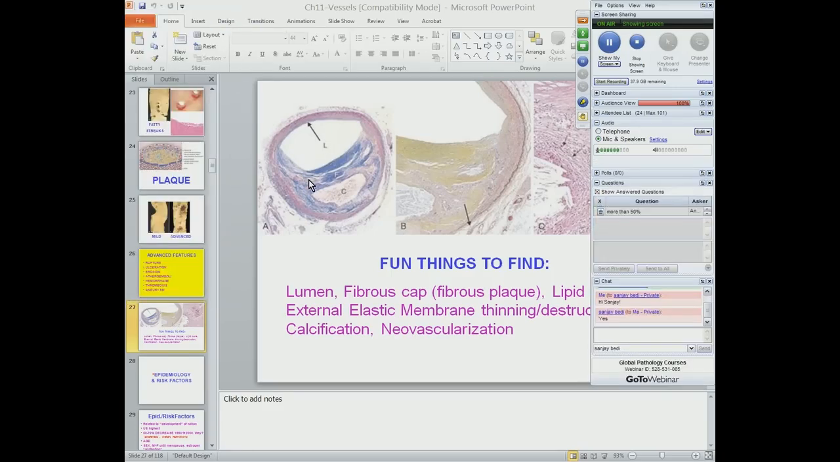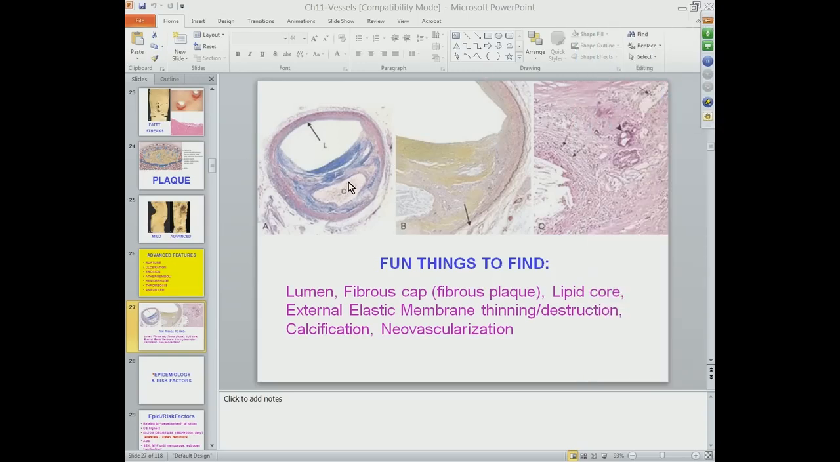This is a trichrome Masson stain, so the blue stuff is all collagen. I think you could recognize the pink stuff as being smooth muscle, but look how that smooth muscle is present focally, like here and here, within the atheroma as well.